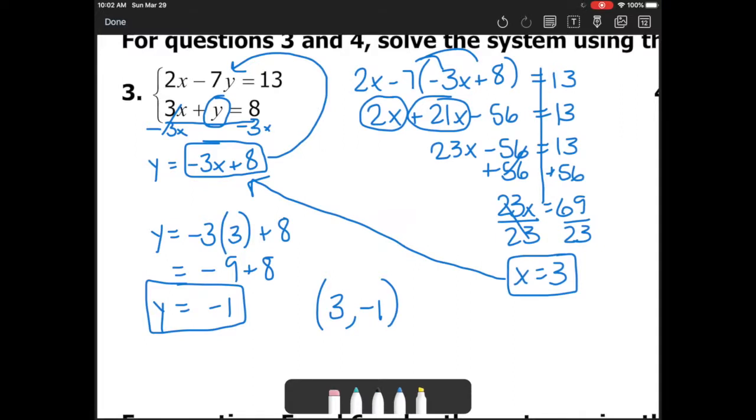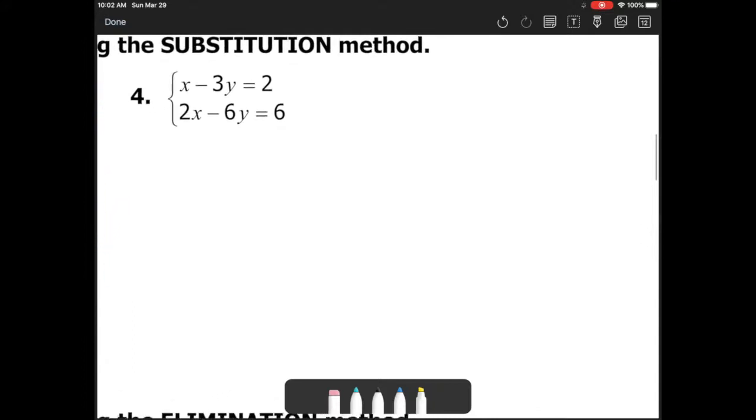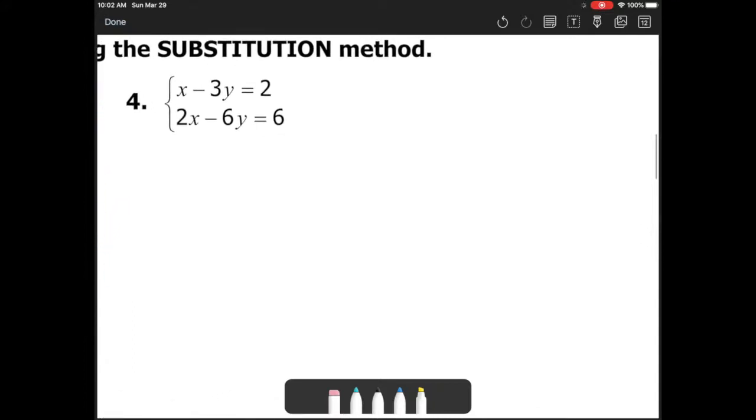Let's try the second problem, which is actually number 4. So remember, what we're looking for is where it's going to be easy to solve one of the equations for a single variable. If I look at the top equation, I have x with a coefficient of 1. So all I have to do is add 3y to both sides and I'll be set.